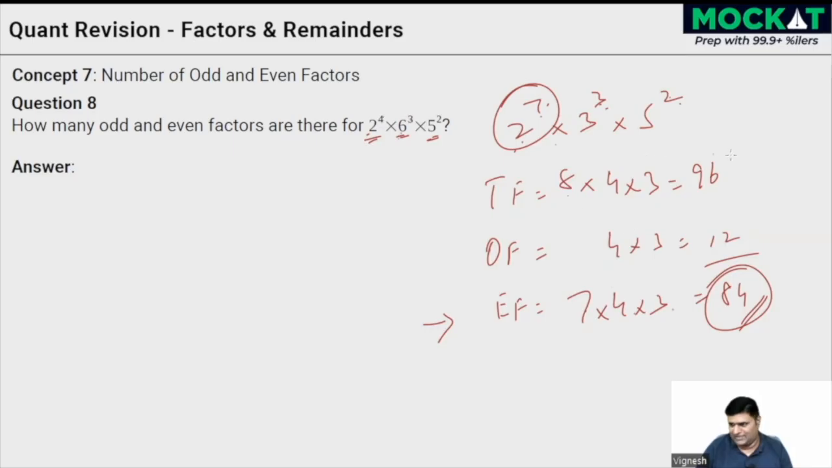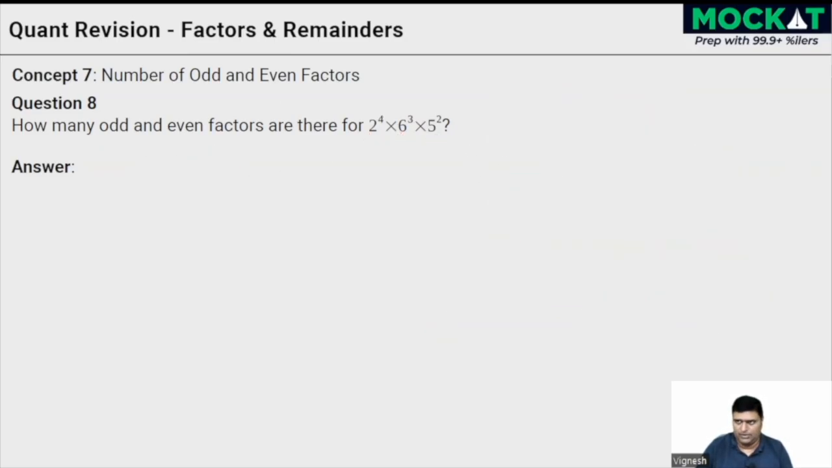If not, at this stage, you can just go for total factors minus odd factors is even. And how do I find the odd factors? Ignore the 2's, find the number of factors. And that's it. That's the answer for this question. 12 odd factors and 84 even factors. Okay. Move to the next one.